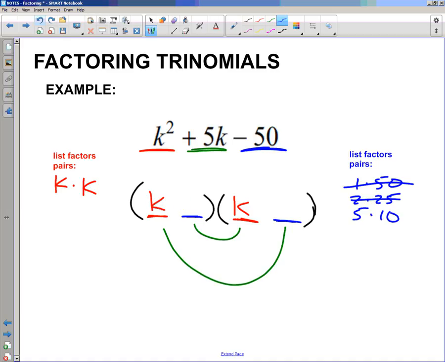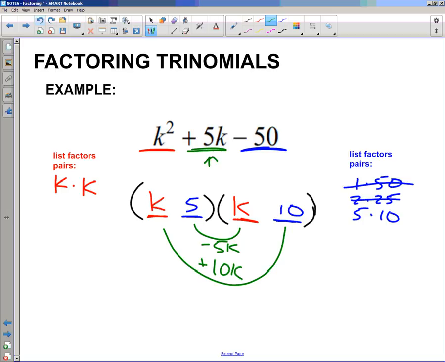Let's try the 5 and the 10. This will be our last resort. If this doesn't work, then this thing doesn't factor. We'll do our check. 5 times k is 5k. 10 times k is 10k. Is there any way I can put positives or negatives on there to get a positive 5k? And the answer this time is yes. I would want my 5k to be negative, my 10k to be positive. If I combine those together, that would give me that positive 5k that we're looking for right here.